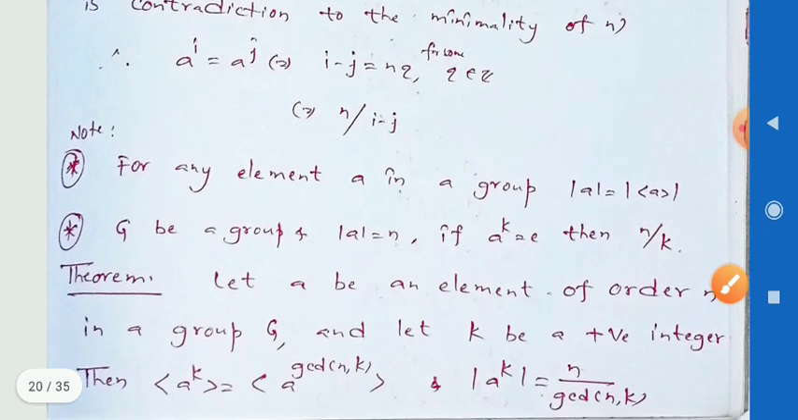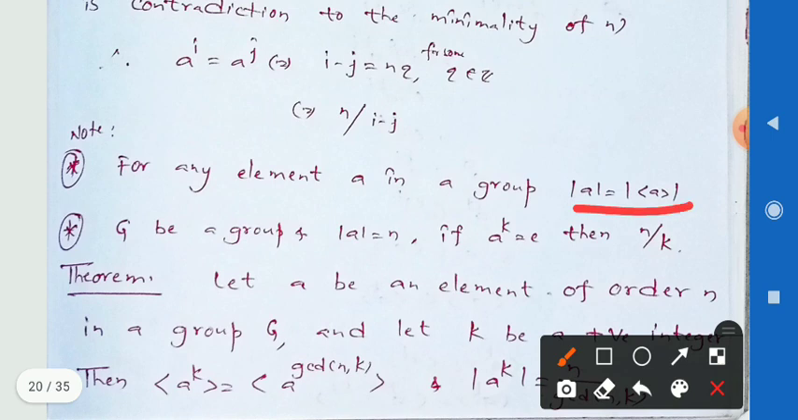Now another note. We have the note for any element a in a group. I am taking a to be any element in a group. Then the order of a is equal to the order of the generator a. Then another one: if G is a group and the order of a is equal to n, and if a^k = e, then we can say that n divides k.